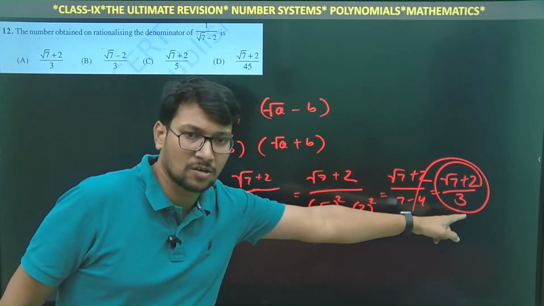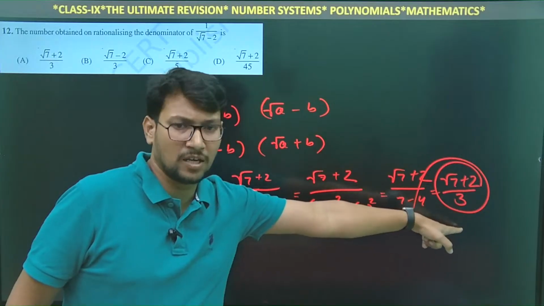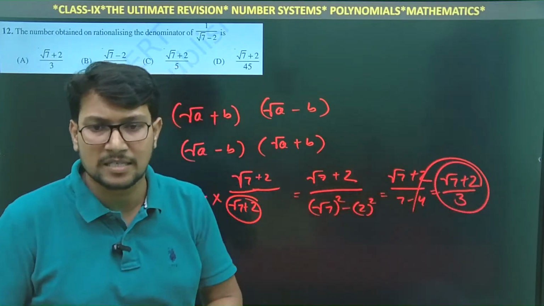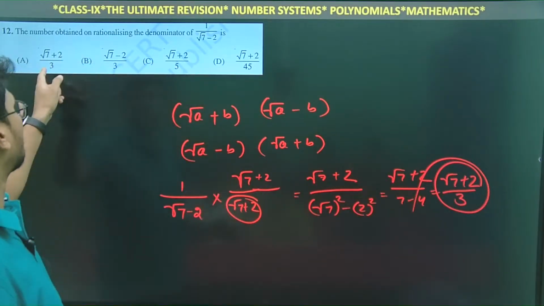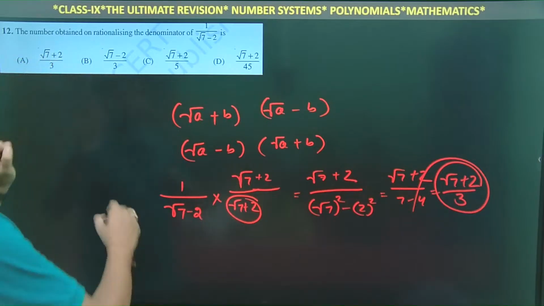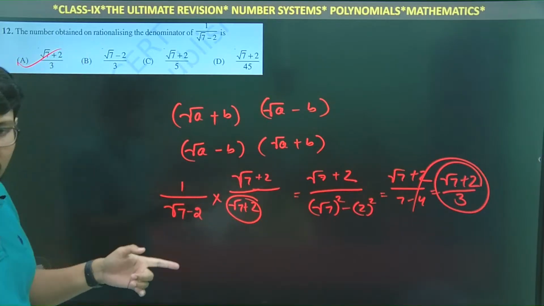Is the denominator rationalized or not? The denominator is 3. So 3 is rational. Which one is the correct option? Option A. Have you solved, everyone? Solved?